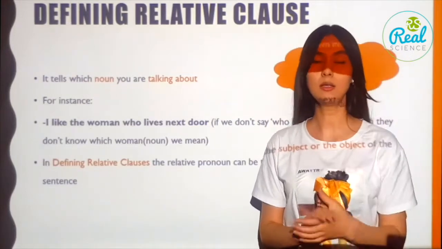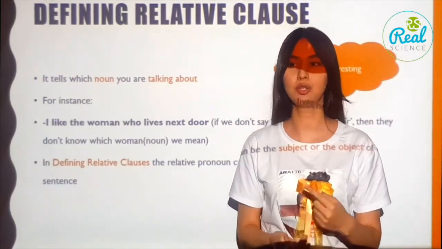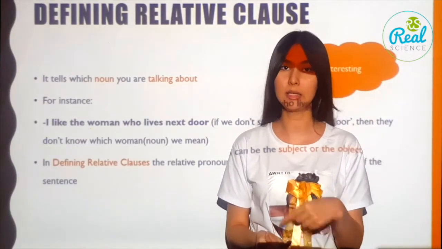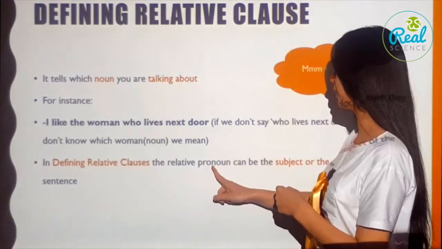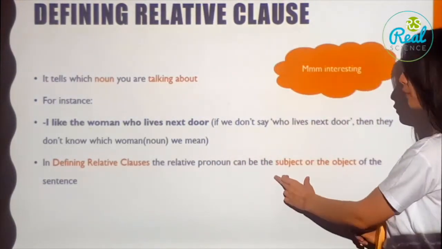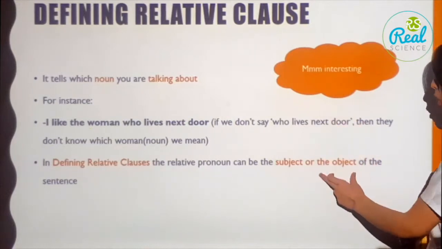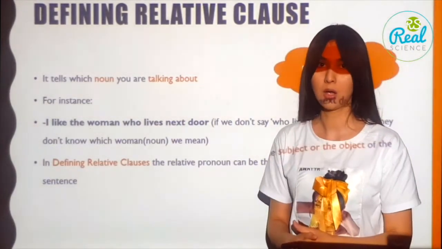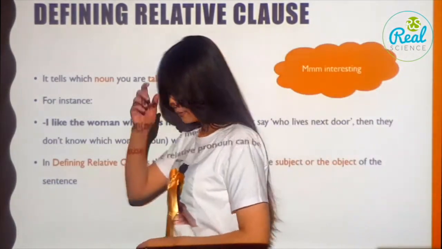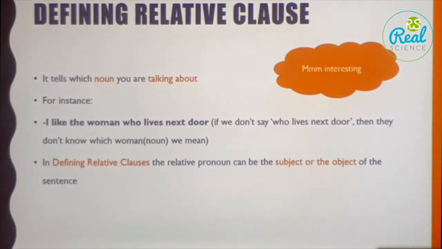Who, which, when, why, these are the relative pronouns. So the relative pronoun can be the subject of the sentence, and it can also be the object of the sentence, okay? Any questions regarding this one? No question.